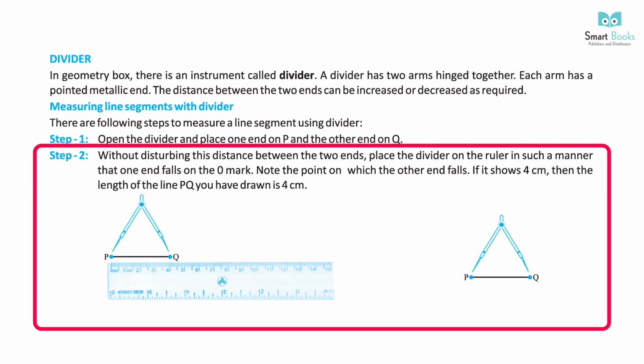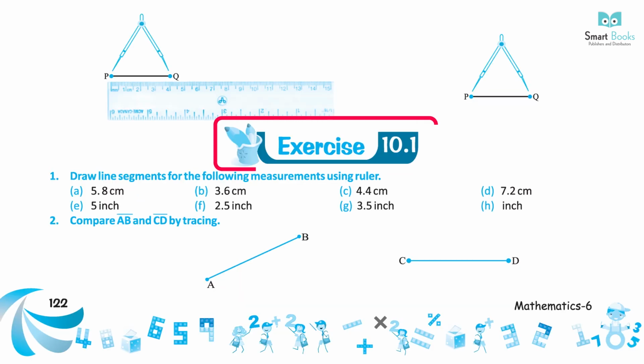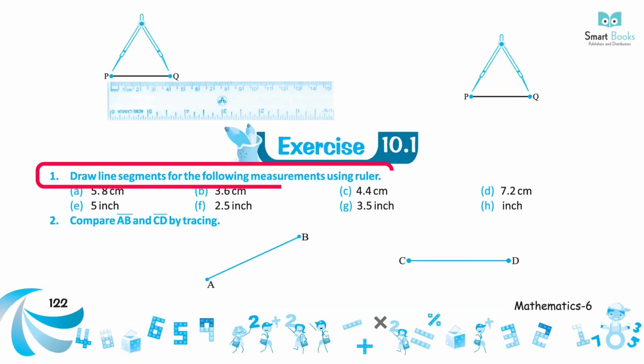Note the point on which the other end falls. If it shows 4 cm, then the length of the line PQ you have drawn is 4 cm. Exercise 10.1. Question 1. Draw line segments for the following measurements using ruler.